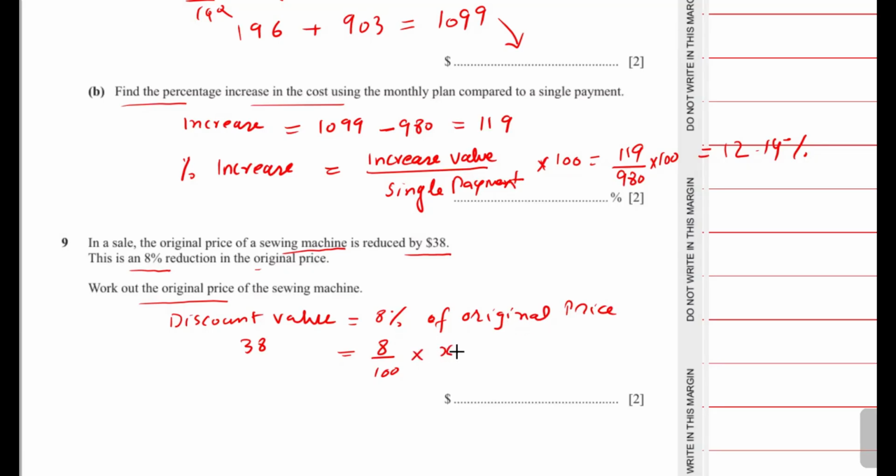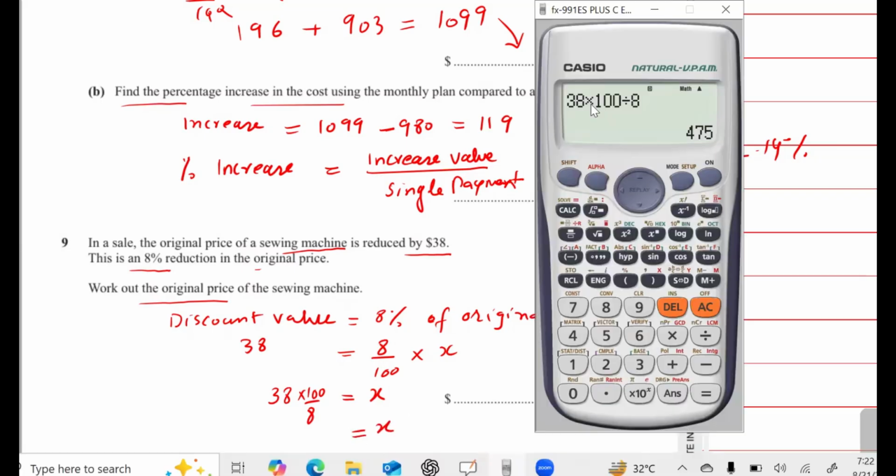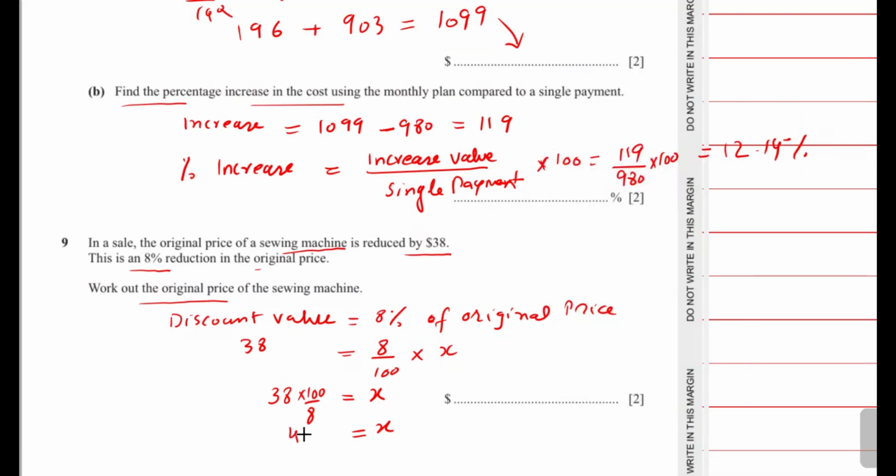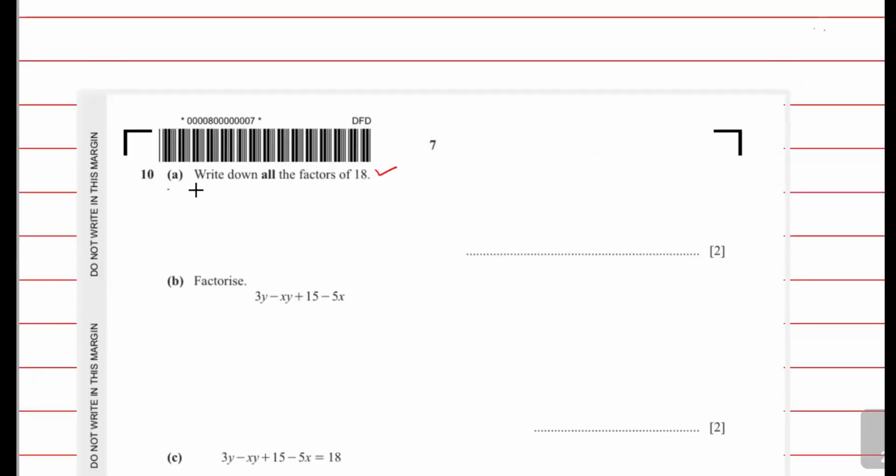We suppose that this is X, and we can write 38 multiplied by 100 over 8 equal to X. And this X will be equal to 38 multiplied by 100 divided by 8. This is 475. We write $475. This is the original price. This is the answer.